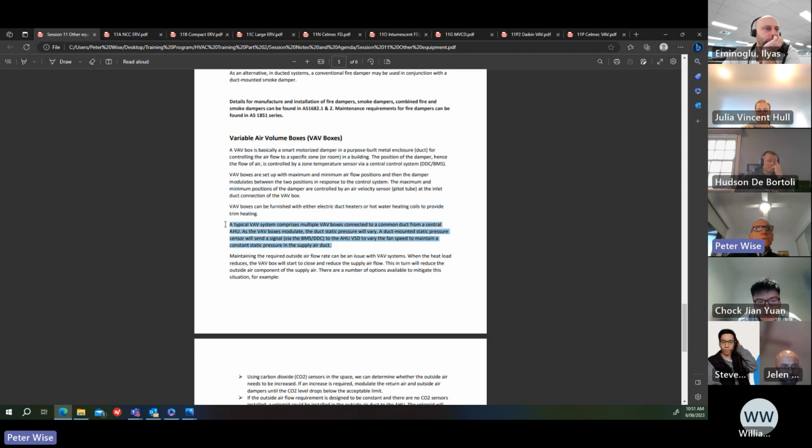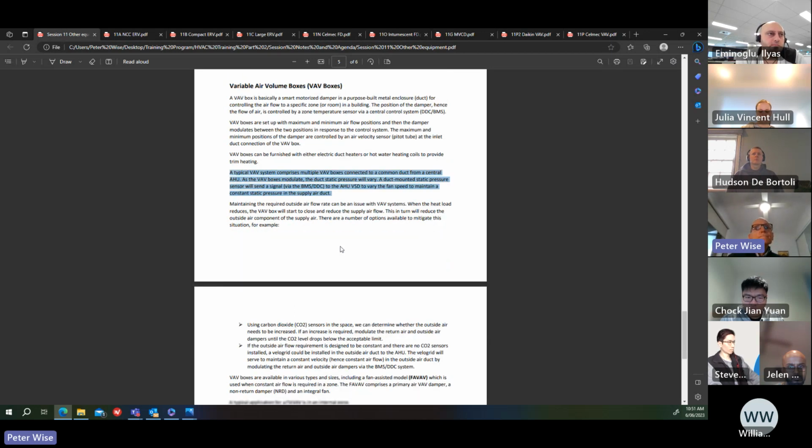So a typical VAV system comprises multiple VAV boxes connected to a common duct from a central air handling unit. So usually used for bigger systems. As the VAV boxes modulate, the duct static pressure will vary. A duct-mounted static pressure sensor will send a signal via the control system to the AHU variable speed drive to vary the fan speed to maintain a constant static pressure in the supply air duct. So you need something like that to maintain a constant pressure in the duct.